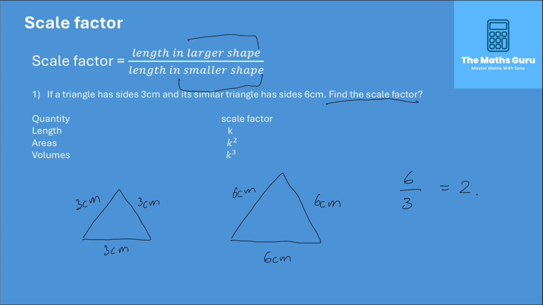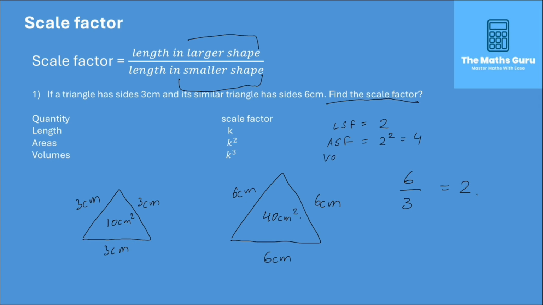Now, something that I did want to show you guys: the length scale factor is what we just worked out. This is the scale factor between the two lengths of our similar shapes. So in this case, that's 2. Our area scale factor is our length scale factor squared. So our area scale factor is 4. So say the area in this shape was 10 centimeters squared, and we knew that the length scale factor was times 2. This would be 40 centimeters squared.